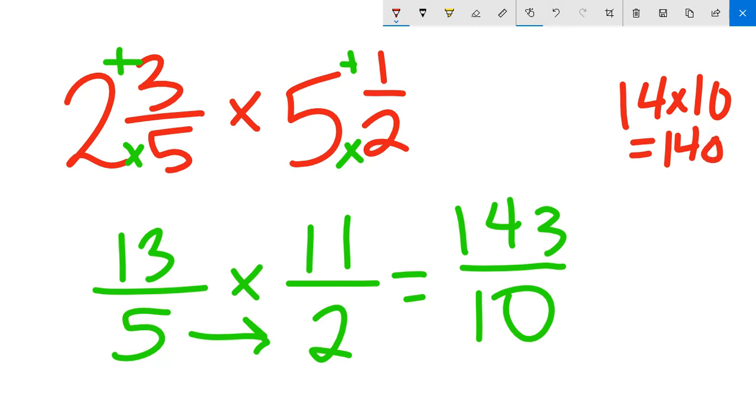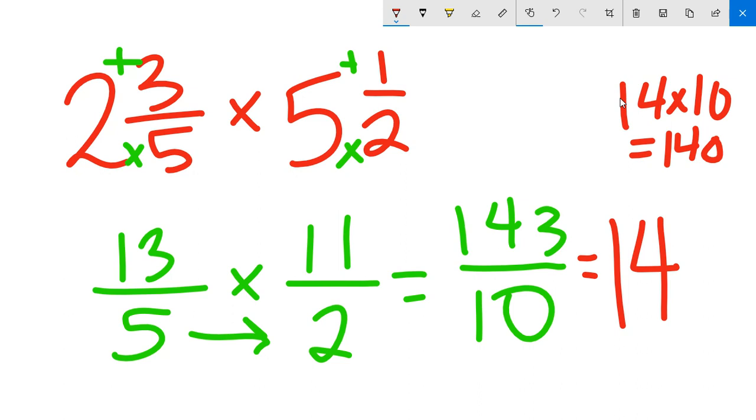There we go. We know that 14 times 10 equals 140. I know that I cannot have this 10 go into 143 any more times than 14, or else it'll get too big. So my whole number is going to be 14 because 10 can fit into 143 14 times.